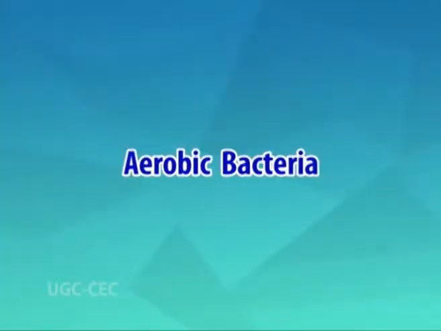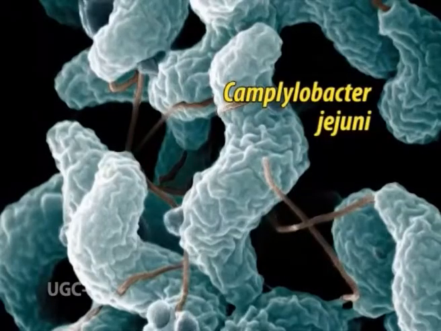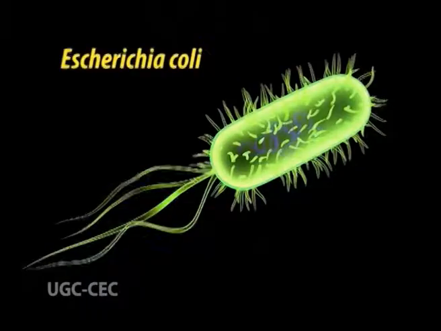Bacteria can be classified by their oxygen requirement. Aerobic bacteria are the bacteria which can grow only in the presence of normal concentration of oxygen. They require oxygen to support reproduction. Examples: Campylobacter jejuni, Escherichia coli.